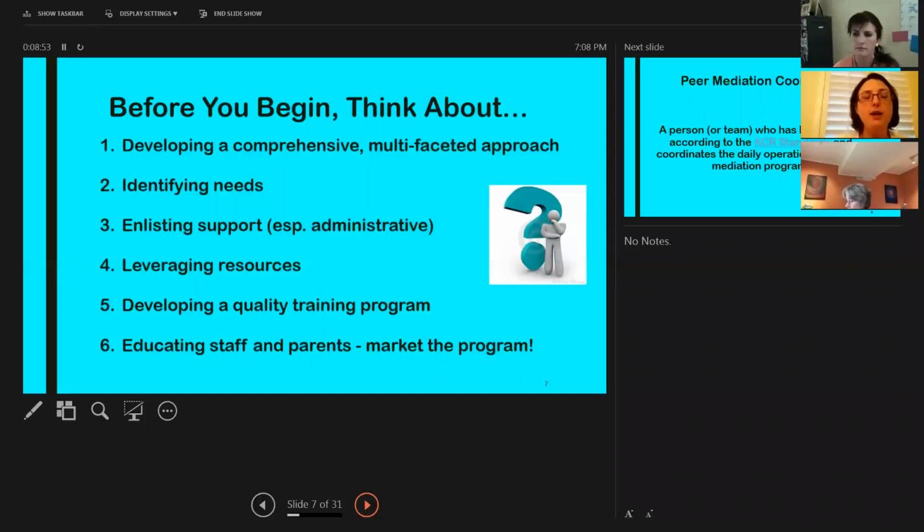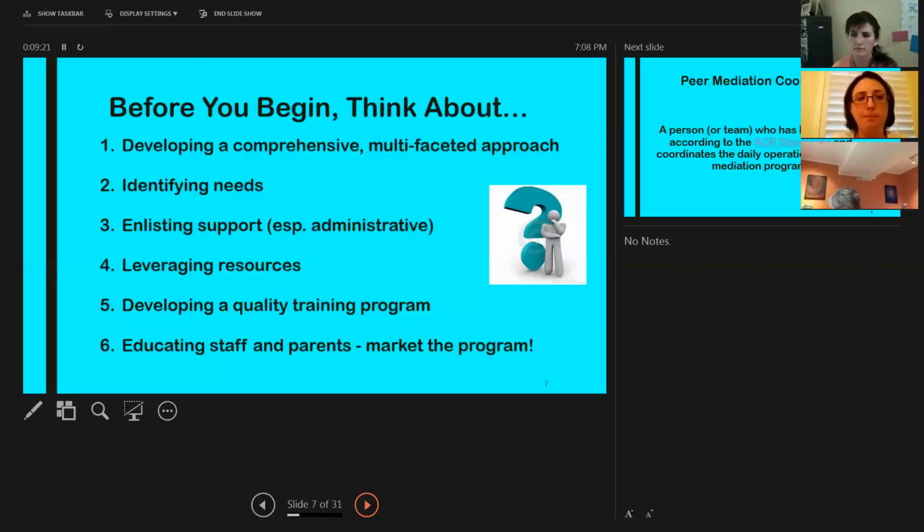And with that, when we talk about developing comprehensive approaches, we look at our school discipline. We look at which cases are appropriate for peer mediation and which are not. We look at our positive behavior approach. It's how we educate students on the social emotional side of the house, so to speak. So there's some things you need to think about in that regard.